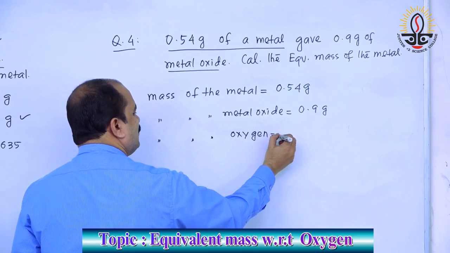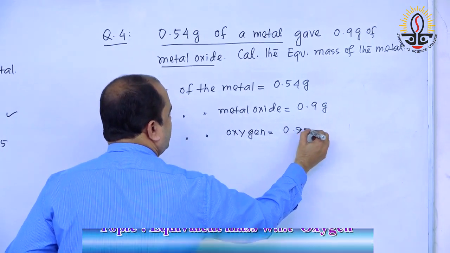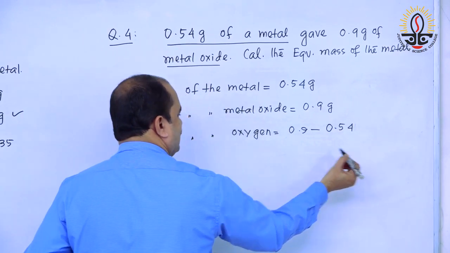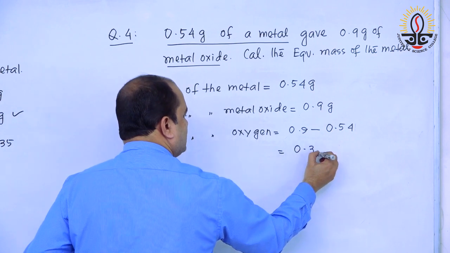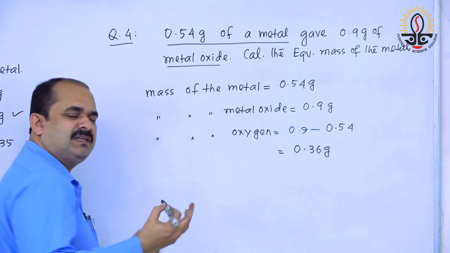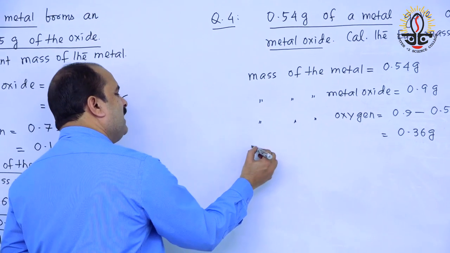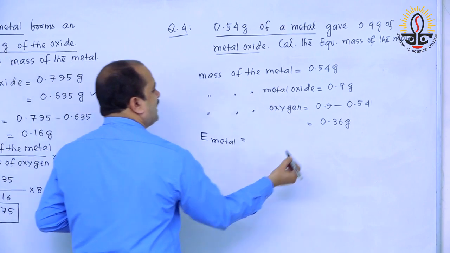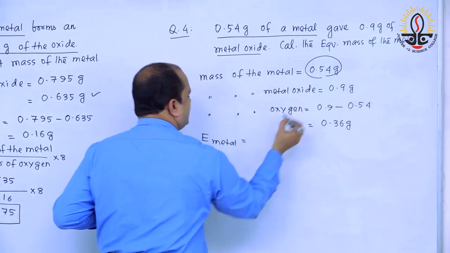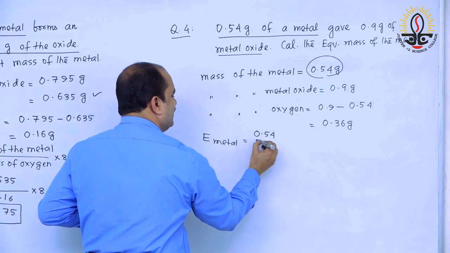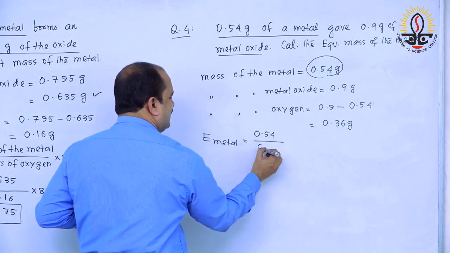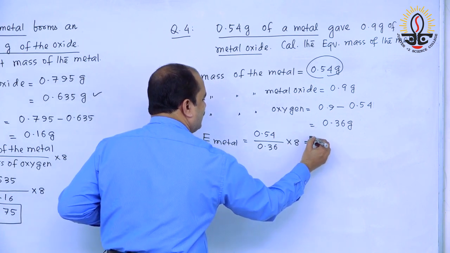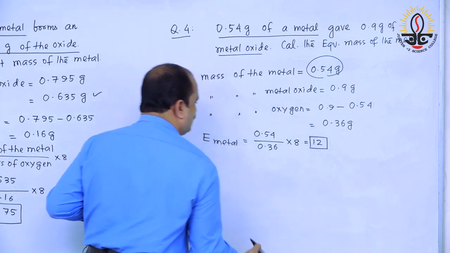Mass of oxygen is equal to mass of metal oxide minus mass of metal, 0.9 minus 0.54. It is equal to 0.36 gram. Mass of oxygen is 0.36. Then the equivalent mass of the metal is equal to mass of the metal, 0.54, divided by mass of oxygen 0.36, into 8, which is equal to 12. So the equivalent mass of the metal is equal to 12.